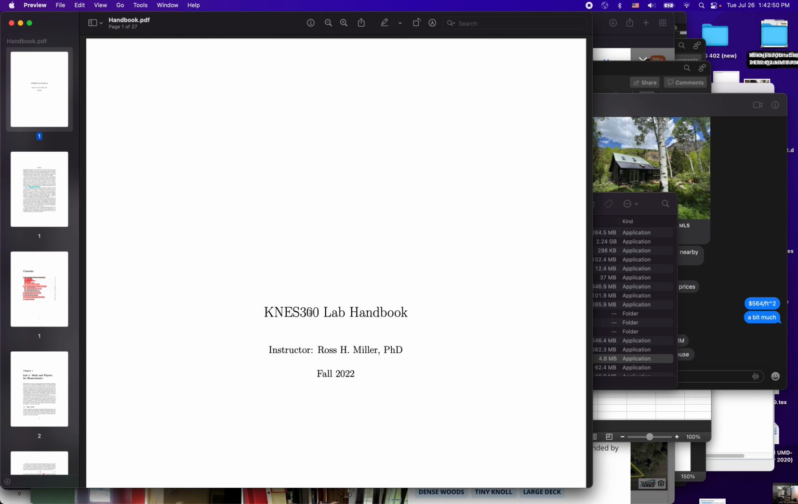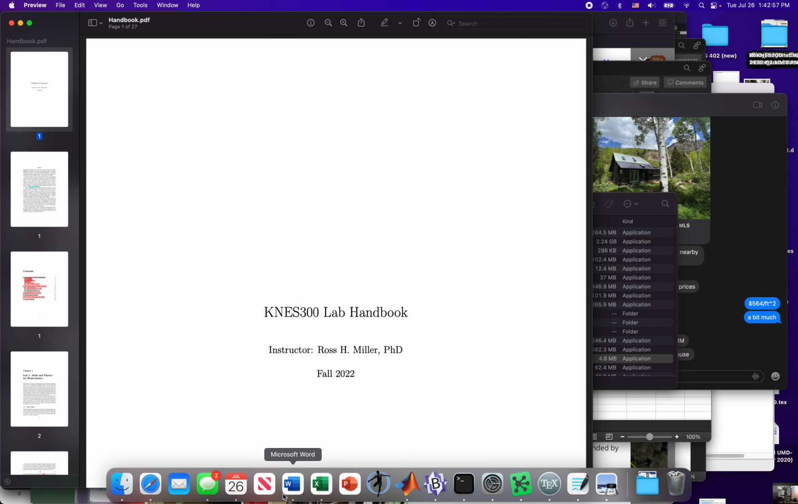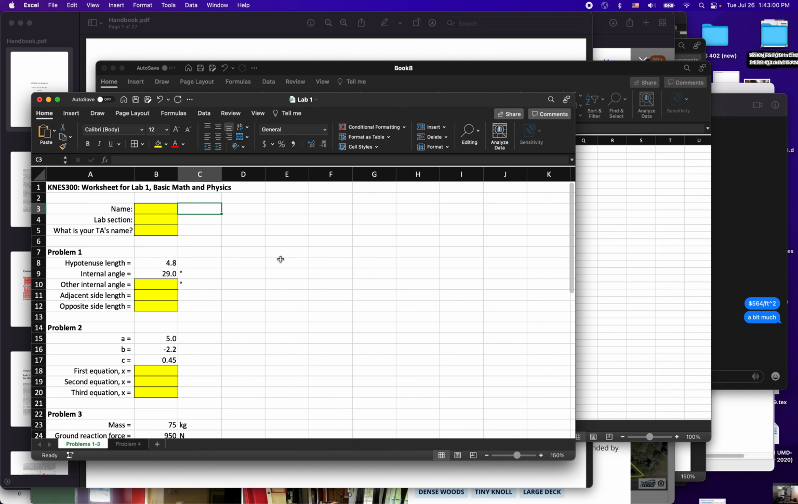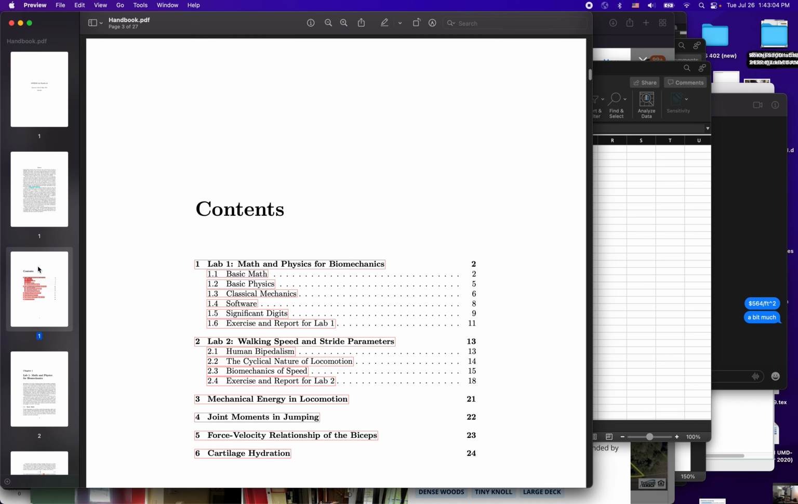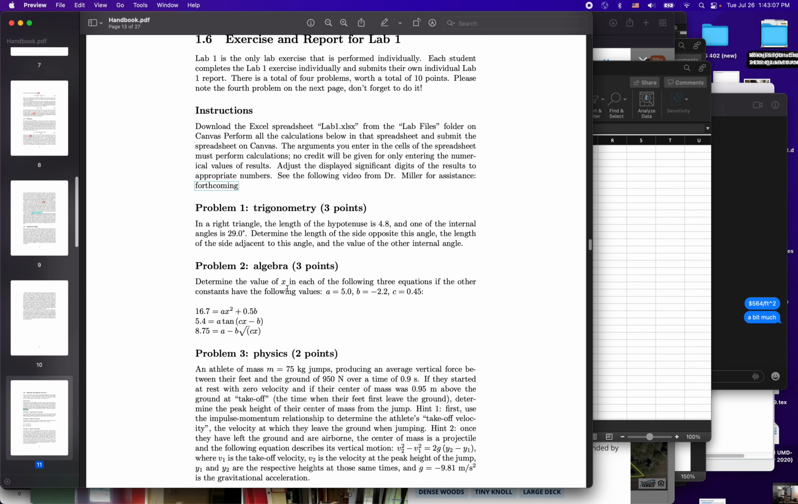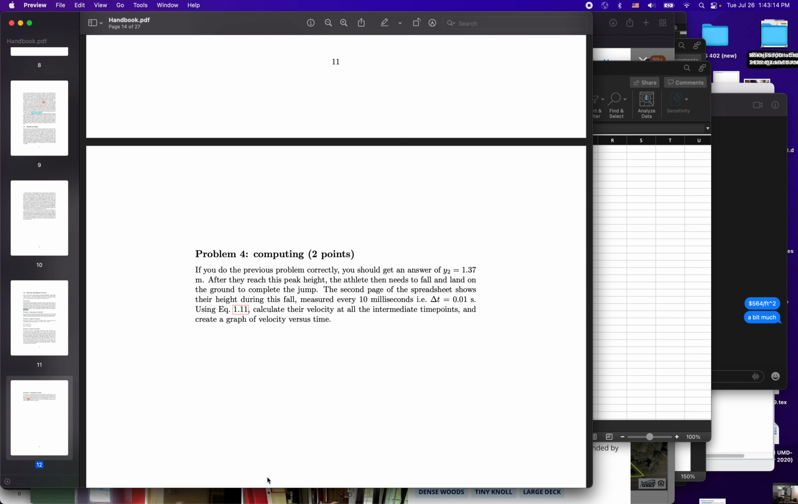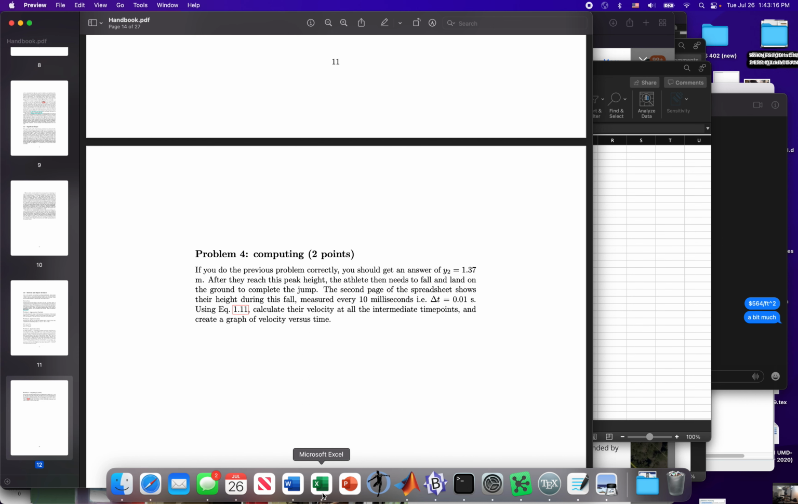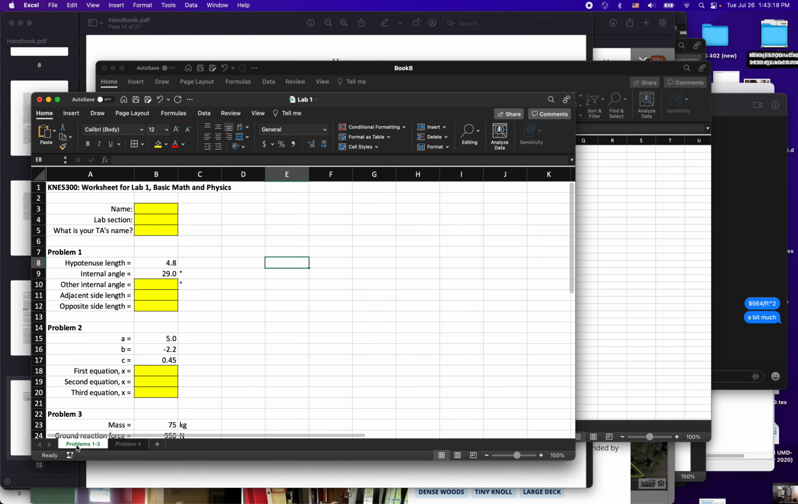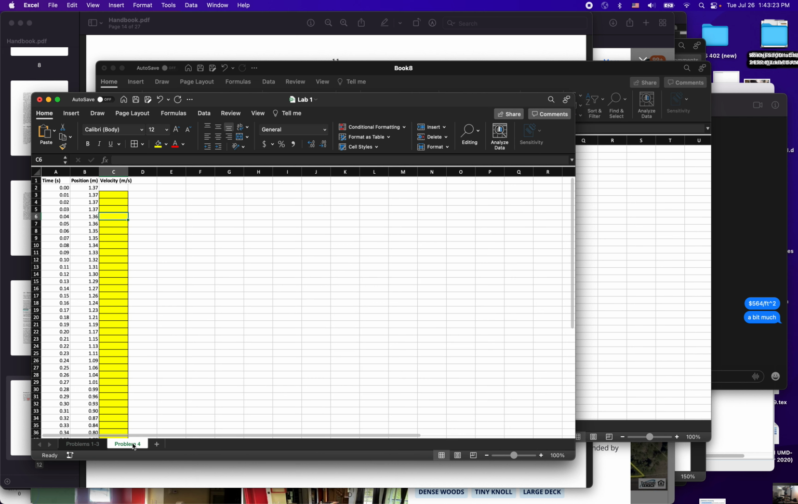And you're going to want to have two files open when you are following along on this video. You're going to want to have your lab handbook open, and you're going to want to have your lab 1 spreadsheet open. And on my lab handbook, I can navigate down to exercise and report for lab 1 for my instructions. And there are 4 problems here to solve for this first lab exercise. And those are organized on the spreadsheet with the first 3, problems 1 through 3, in this first sheet, and then the last one, problem 4, on this second sheet.